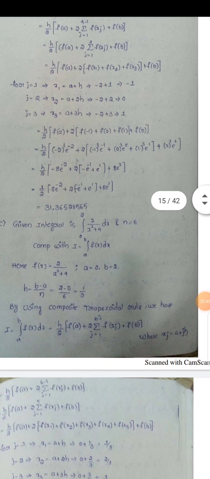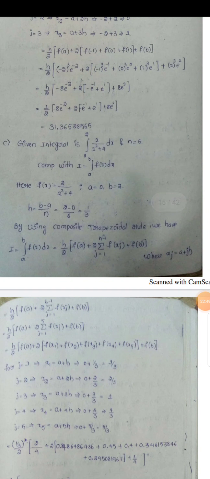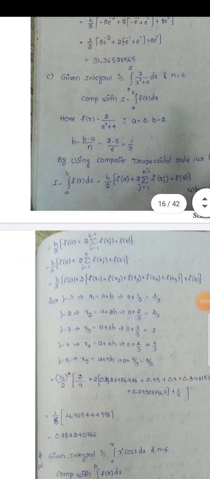By using composite trapezoidal rule, we have I equals integral a to b f of x dx equals h by 2 into f of a plus 2 into summation j equals 1 to n minus 1 f of xj plus f of b, where xj equals a plus jh. That equals h by 2 into f of a plus 2 into summation j equals 1 to 6 minus 1 f of xj plus f of b, which equals h by 2 into f of a plus 2 into summation j equals 1 to 5 f of xj plus f of b, which equals h by 2 into f of a plus 2 into f of x1 plus f of x2 plus f of x3 plus f of x4 plus f of x5 plus f of b.